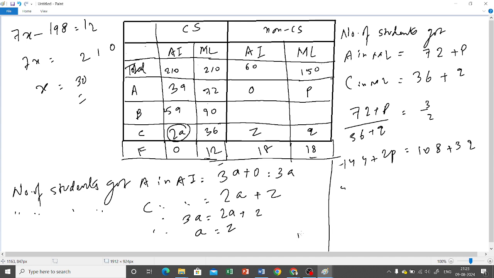So 36 equals 3Q minus 2P, right? 36 equals 3Q minus 2P. Now if this is P and this is Q, then this is going to be what? 150 minus P plus Q plus 18, right?